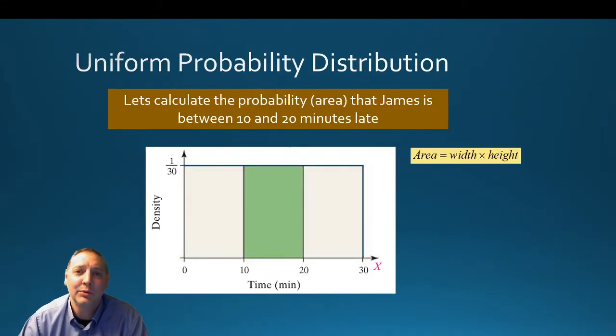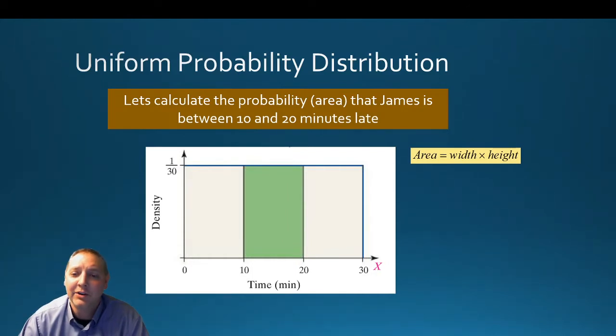So now let's try an actual problem. What's the chance that James will be between 10 and 20 minutes late? So we look at our probability distribution. We kind of have where 10's marked, here's 20, and the shaded region represents that area of chance, or that probability that he'll be between 10 and 20 minutes late.